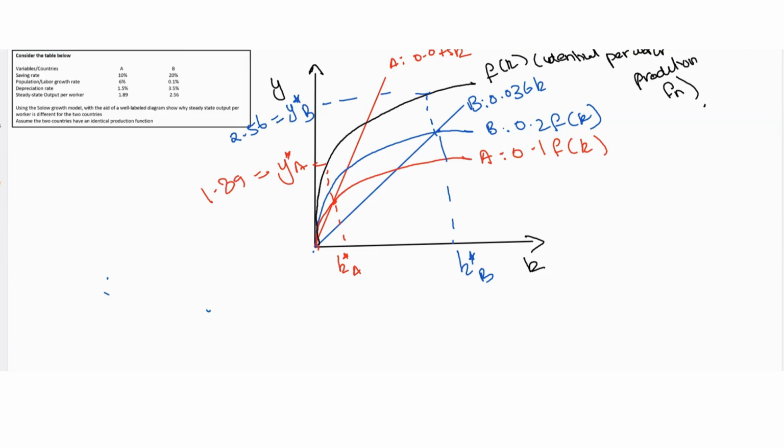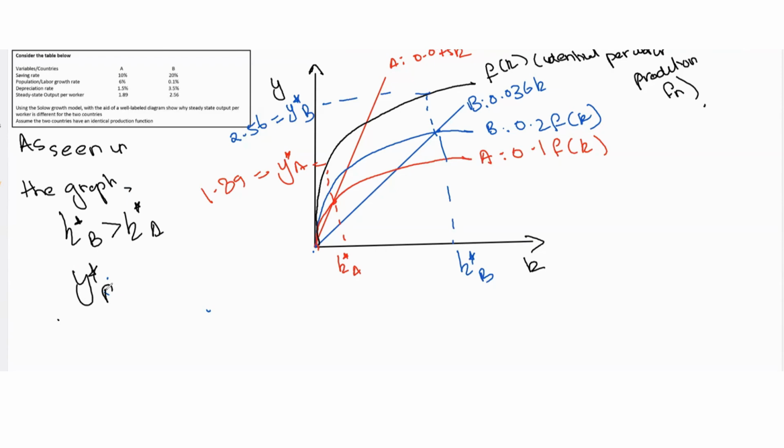So we have explained why the two countries differ. Given the differences in the population growth rate, savings rate, and depreciation rate, graphically we showed that this translates into a higher investment per worker curve for country B and a higher break-even investment per worker line for country A. So as seen in the graph, steady state capital per worker is greater for country B than country A, and so steady state output per worker is also greater for country B than country A. We explained why for country B it is higher: because of these differences in the savings rate, population rate, and depreciation rate, B's investment per worker curve was higher and its break-even investment per worker line was lower.